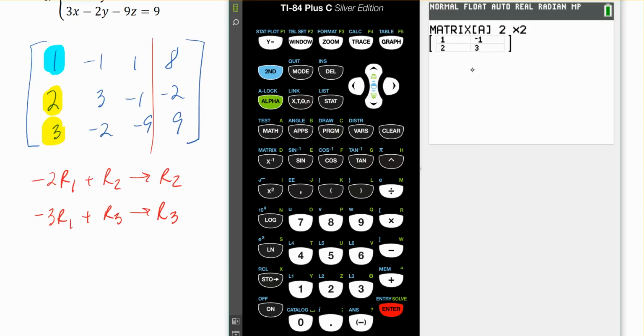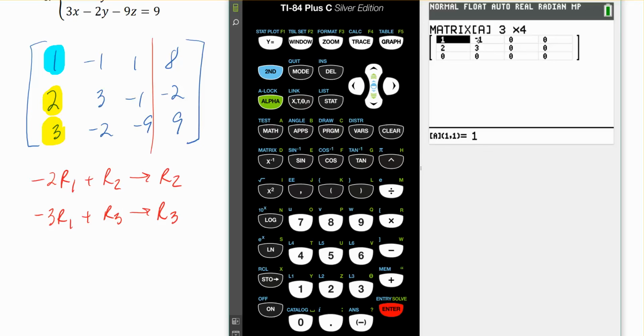Well, the matrix that I am working on over here on the left, my augmented matrix, is 3 rows by 4 columns. So I want this to say 3 by 4. And I just hit enter every single time. And you can see that it expanded my matrix to where I have 3 rows and 4 columns.